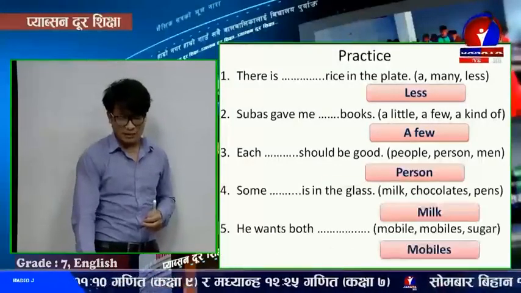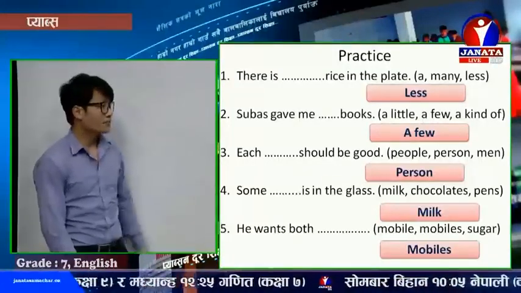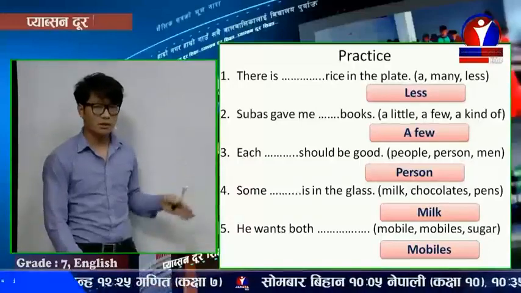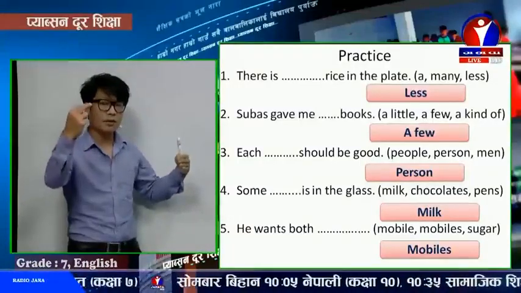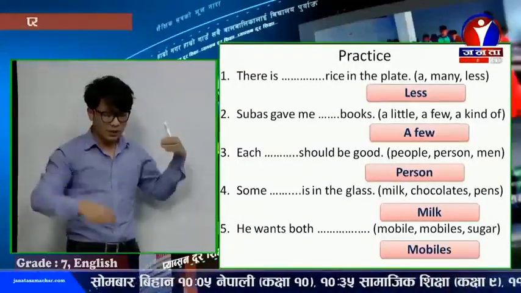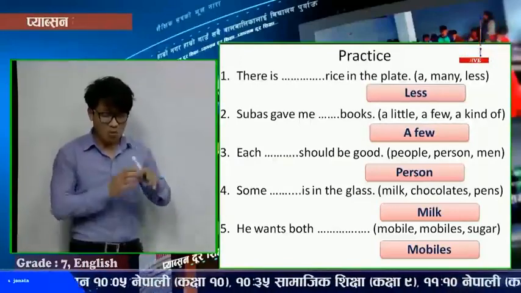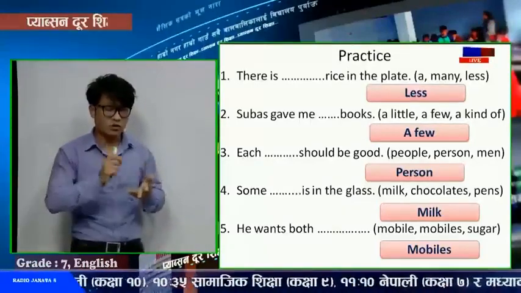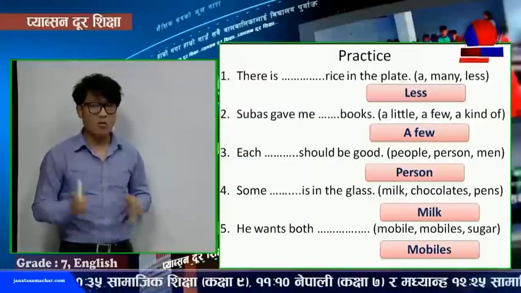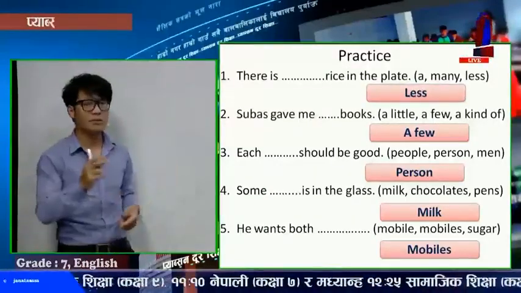So here is this example. He wants both. After both, obviously there should be countable plural nouns. So he wants both, options: mobiles or sugar. So the right answer is mobiles, plural. After both, there should be plurals.